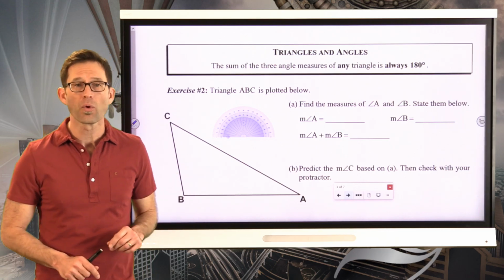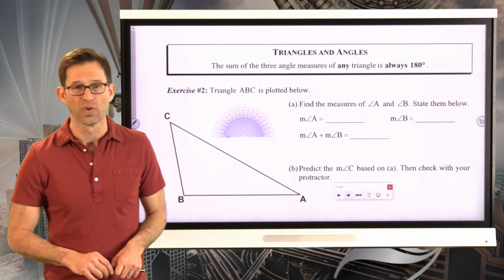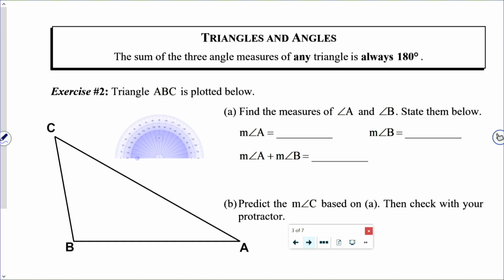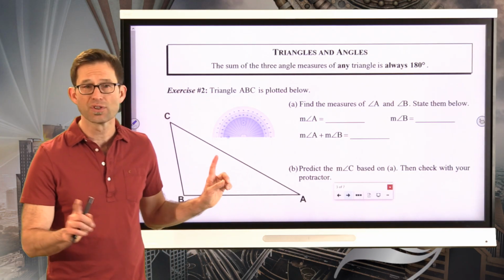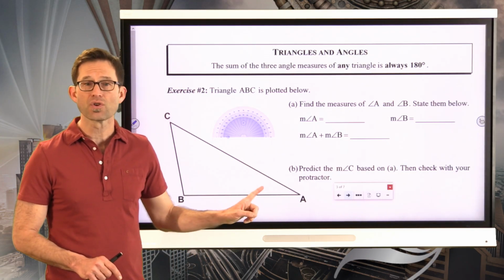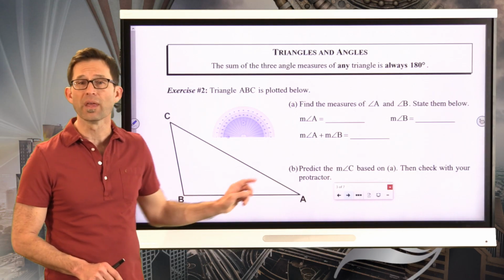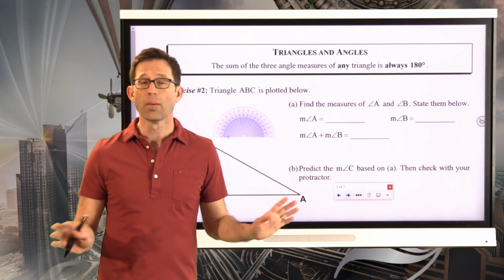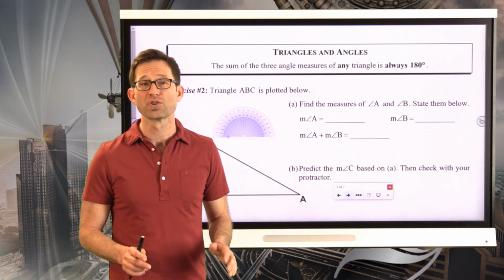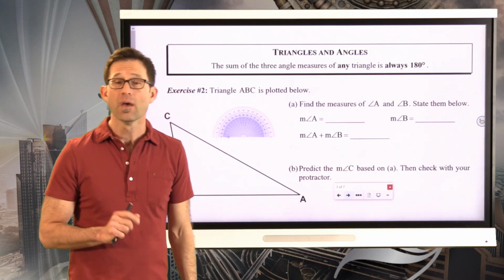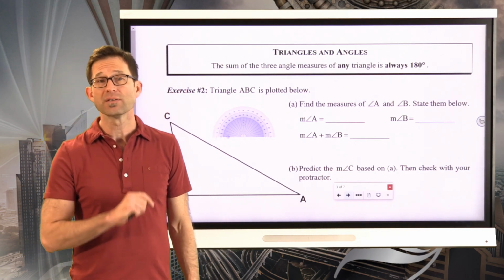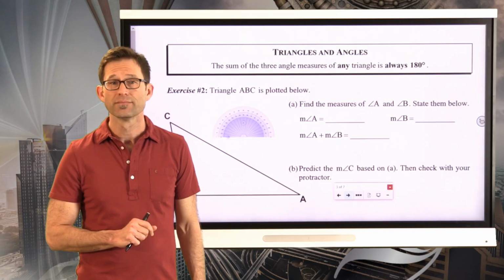And let's take a look at that one more time with a protractor in exercise number 2. Triangle ABC is plotted below. A. Find the measure of angle A and angle B, state them below. And then we're also going to find their sum. So what I'd like you to do is take your protractor just one more time in this lesson, find the measure of angle A, find the measure of angle B, and then find their sum. By the way, their sum won't be 180 because we're just finding the measure of two of the three angles, but we can still find their sum. Pause the video now and go ahead and do that.